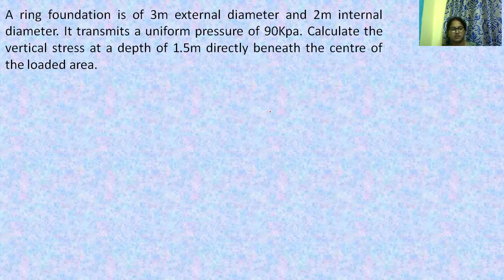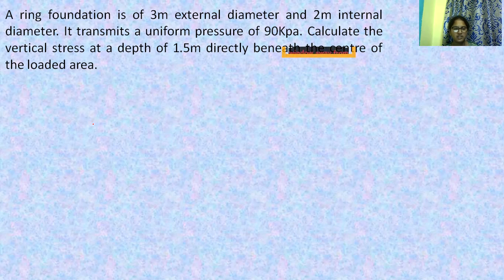Here, the ring foundation is given with 3 meters external diameter and 2 meters internal diameter. It transmits a uniform pressure of 90 kPa. Calculate the vertical stress at a depth of 1.5 meters directly beneath the center of the loaded area.